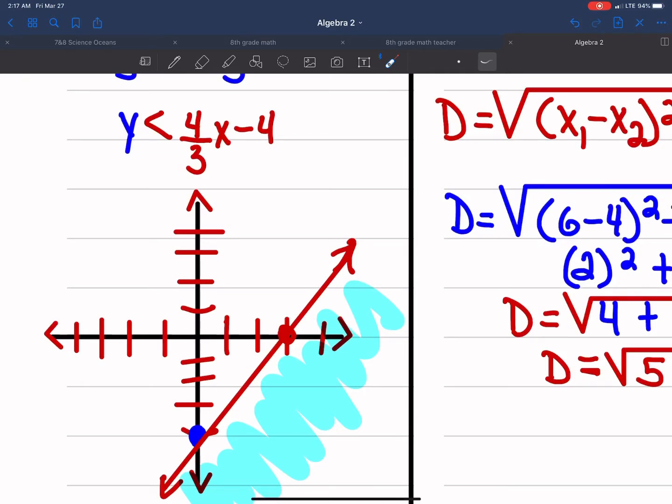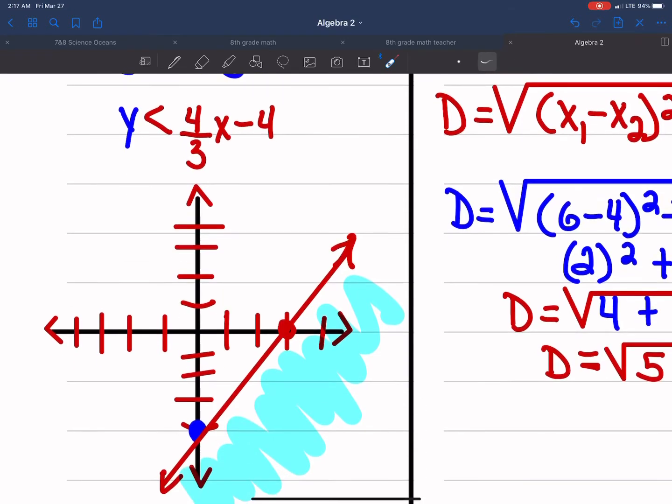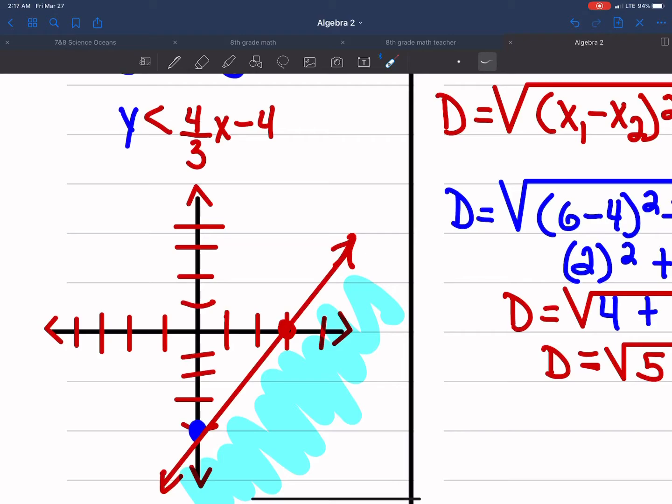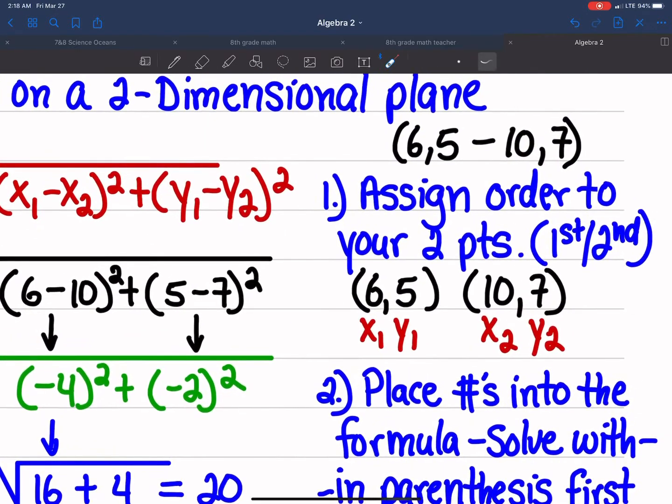Anyway, let's continue. We're going to take the direction of the original inequality, which is that one there, and it tells me to shade everything to the right. Okay, and we have thrown some shade, people. Okay, good. So that's what we did in our first video. All right, let's go on to bigger and better things.